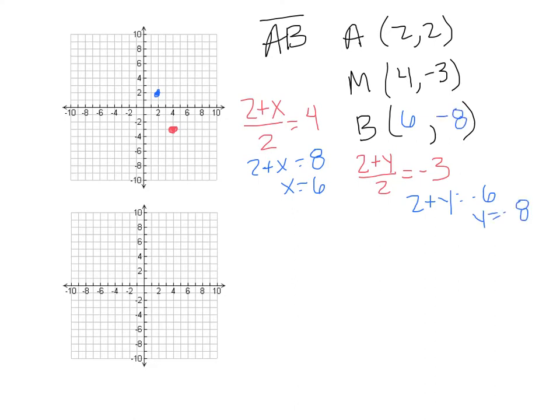Now let's look at that on our grid. We have 6, negative 8. And yeah, I can see that that works out really nicely for my segment AB, with the midpoint M being at the point 4, negative 3.